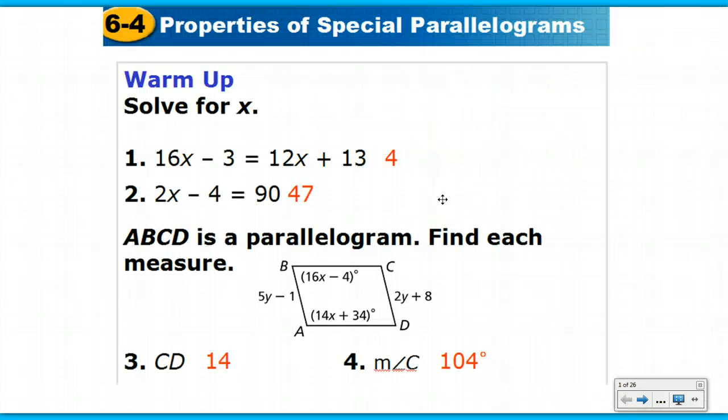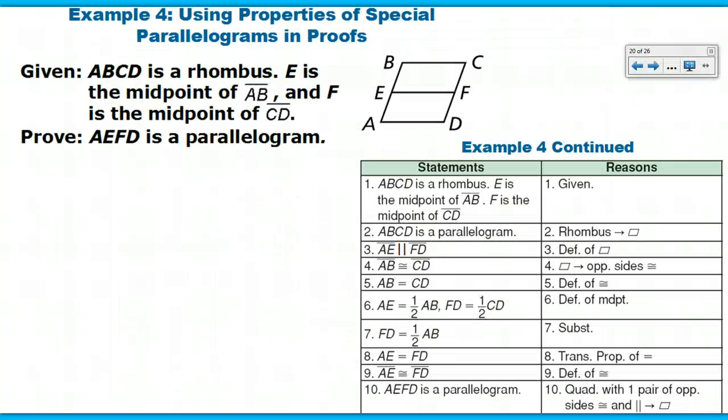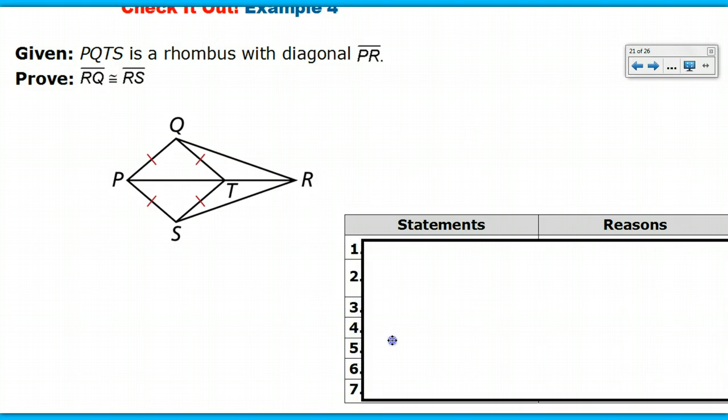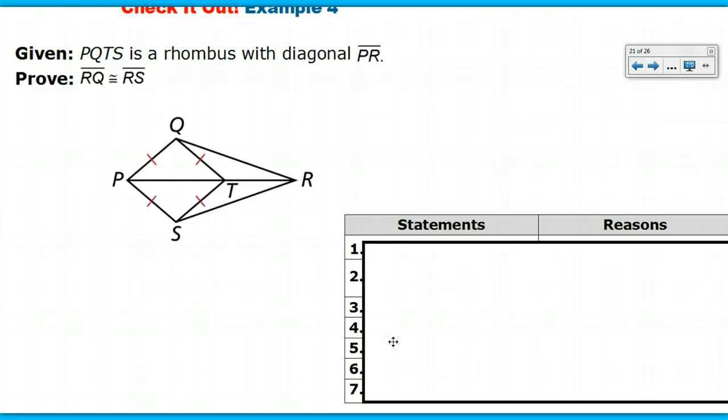And finally, we can say that AEFD is a parallelogram because a quadrilateral with one pair of opposite sides that are congruent and parallel is then a parallelogram. Okay, pause the video and, oh, I'm sorry, we have one more. Why don't you just pause the video and come up with 7 statements in your proof to show that segment RQ is congruent to RS, and then come back and check.